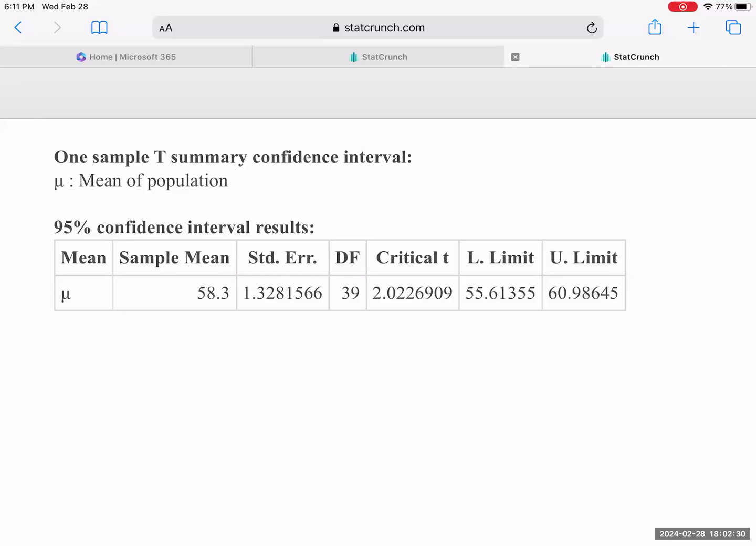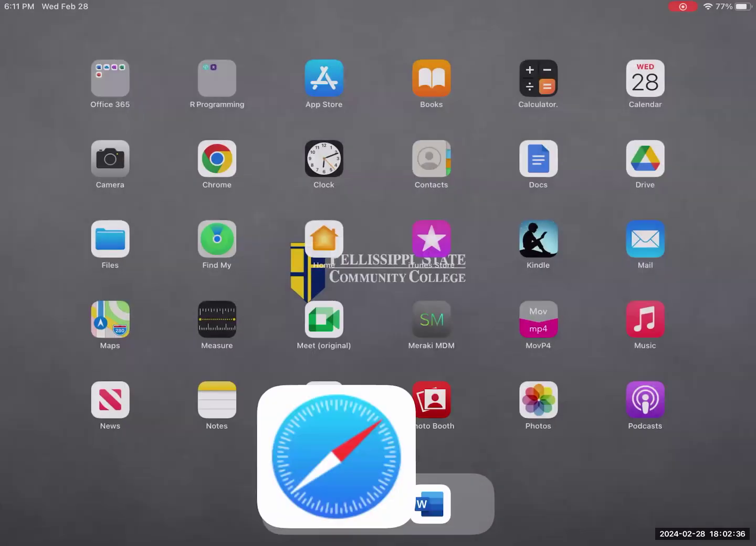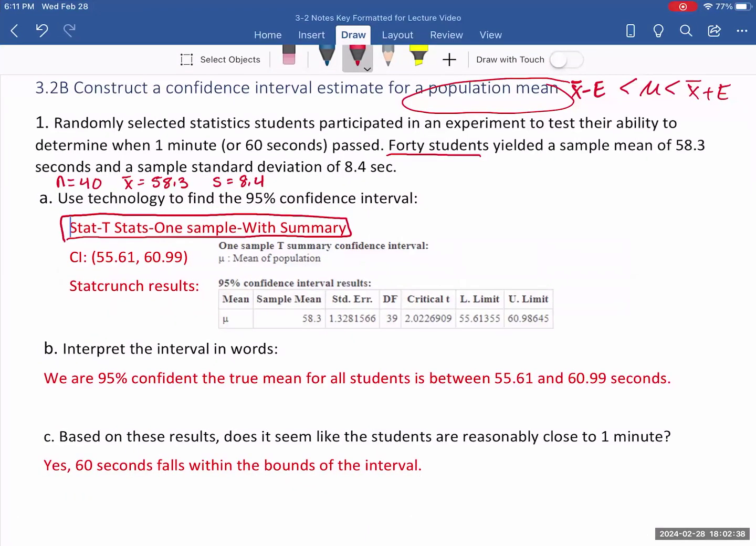So the lower limit and the upper limit are what will define our confidence interval, right? So that lower limit would be one end of the confidence interval, and then the upper limit would be the other end, right? And then the point estimate's right in the middle. So our point estimate is 58.3. That was our sample mean.